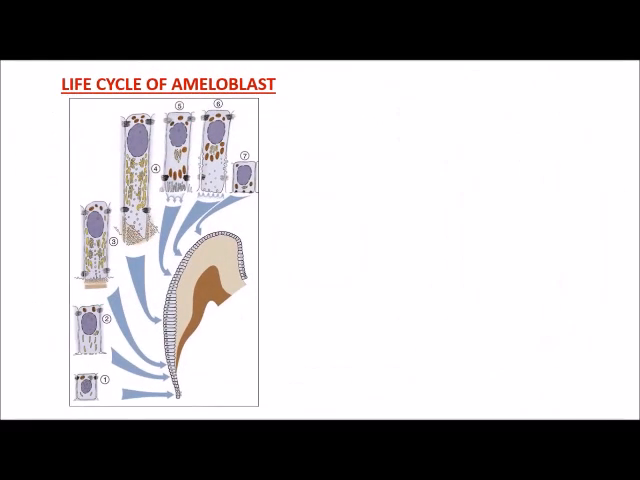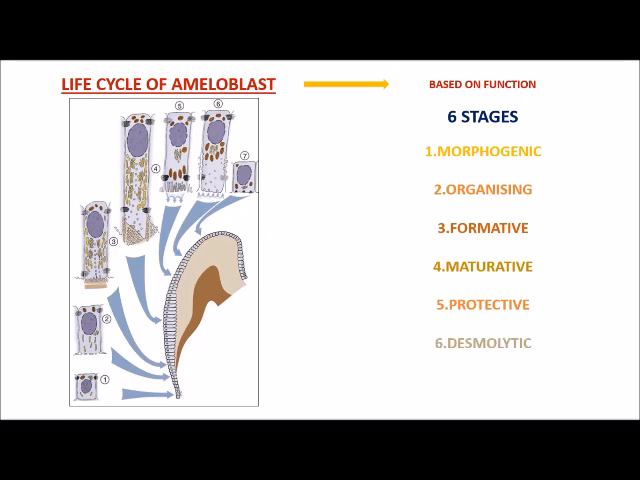Coming to the life cycle of ameloblast. Based on the function of the inner enamel epithelial cell, the life cycle of ameloblast is divided into 6 stages. That is morphogenic, organizing, formative, maturative, protective and desmolytic. These 6 stages can again be divided into 3 categories. They are pre-secretory, secretory and post-secretory.